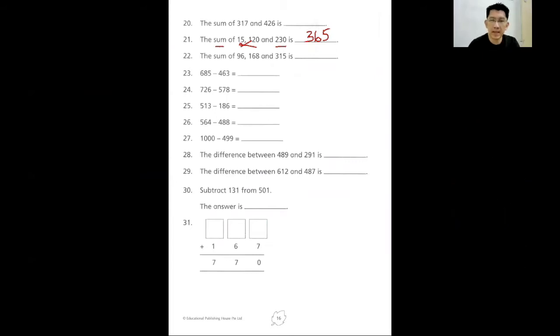All right, I'm going to get started with number 22. First of all, I'm going to show you method 1, which is 96 here and 168 here. Okay, again, they're asking for the sum, so it's an addition. Next, we are going to do 6 plus 8. What is 6 plus 8? 14. Now remember, when we have two digits, the back digit goes to the bottom and the front digit goes to the top of the next group.